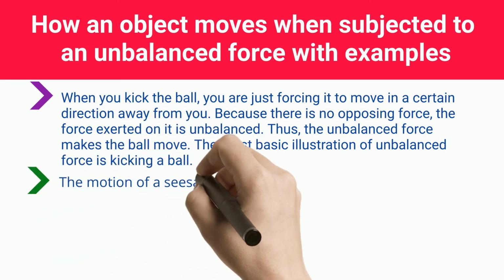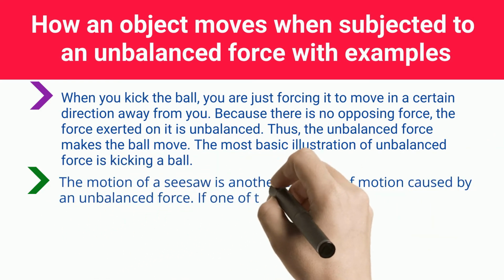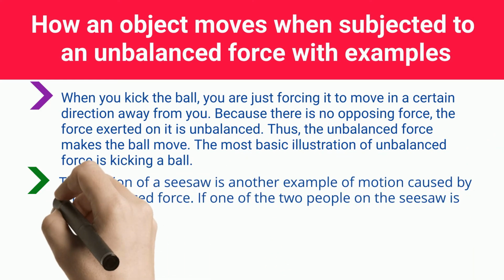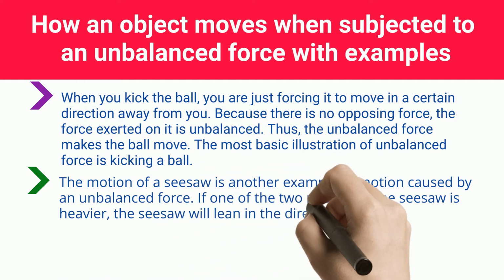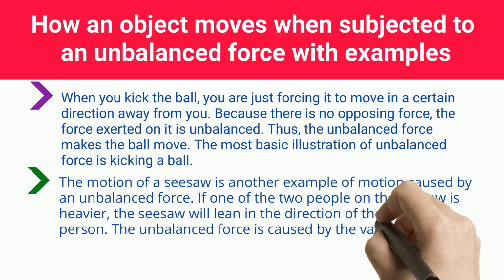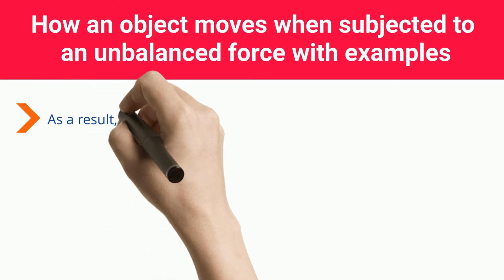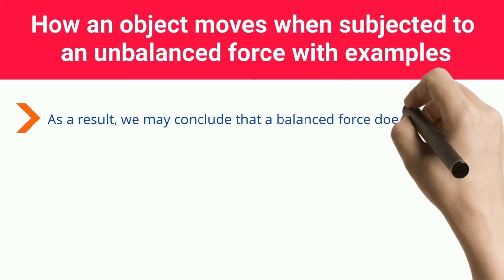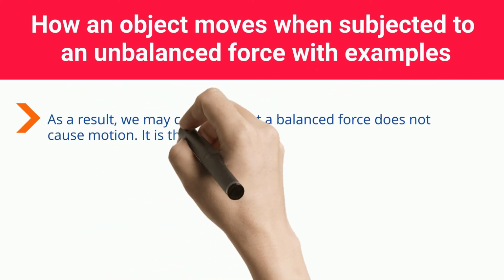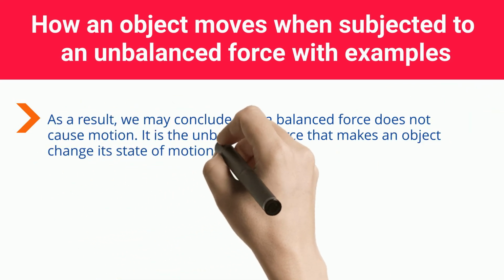The motion of a seesaw is another example of motion caused by an unbalanced force. If one of the two people on the seesaw is heavier, the seesaw will lean in the direction of the heavier person. The unbalanced force is caused by the varying weights of the people on the seesaw. As a result, we may conclude that a balanced force does not cause motion. It is the unbalanced force that makes an object change its state of motion.